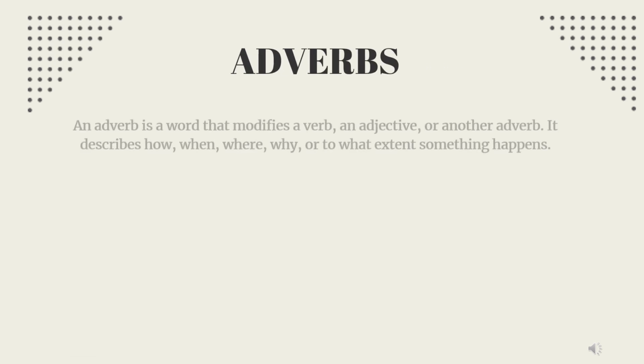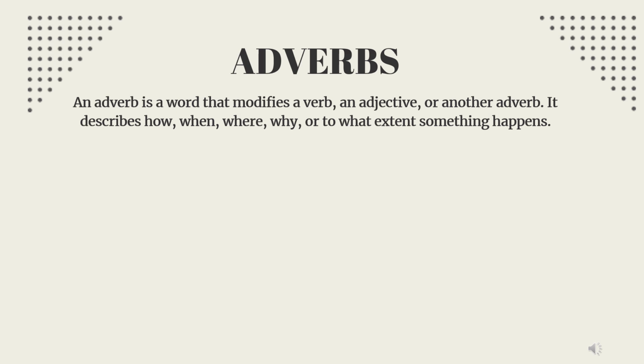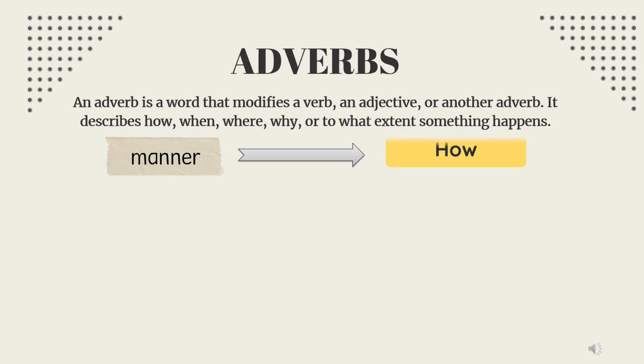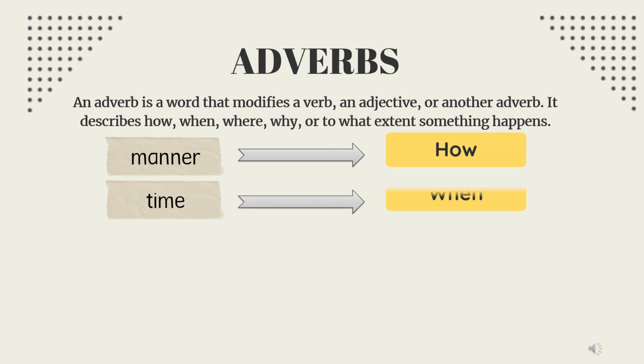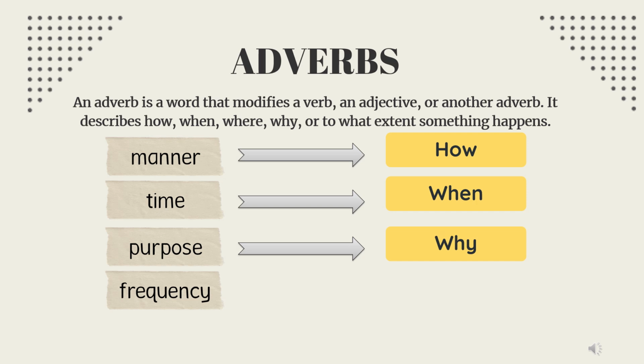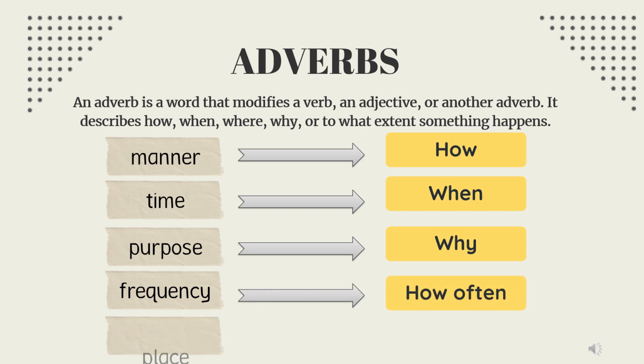An adverb is a word that modifies, or describes, a verb, an adjective, or another adverb. It provides crucial details to answer questions about the action or description. What do adverbs describe? These questions are answered by an adverb. How? Manner. She sang beautifully. When? Time. I will call you later. Where? Place. The children played outside. How often? Frequency. He always drinks coffee. Why? Purpose. She studies hard to succeed.